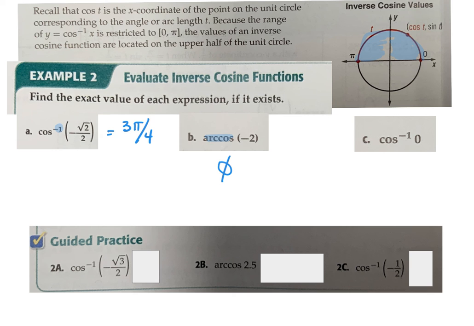All right, what gives me a cosine value of 0 if I'm going from 0 to pi? What gives me a cosine value of 0 is pi over 2. So that would be my answer there. All right. See why it's very important to know this? All right, let's look at guided practice 2.